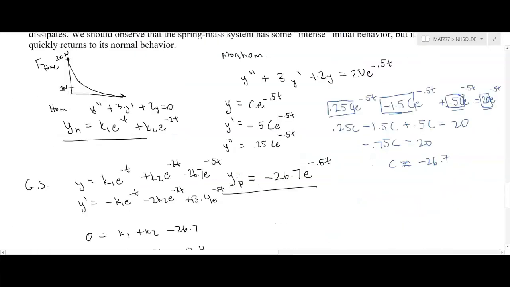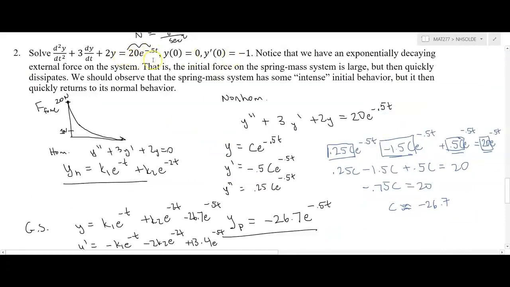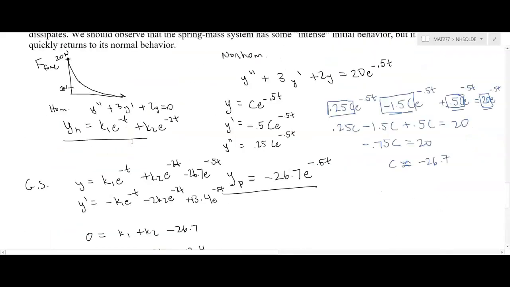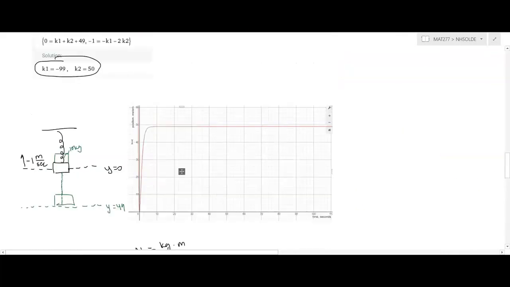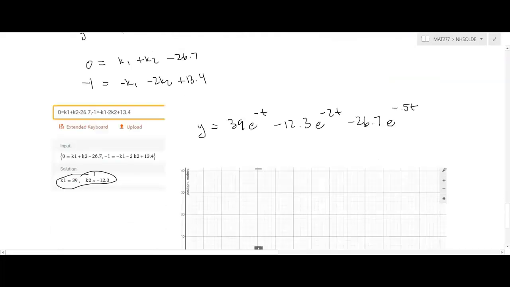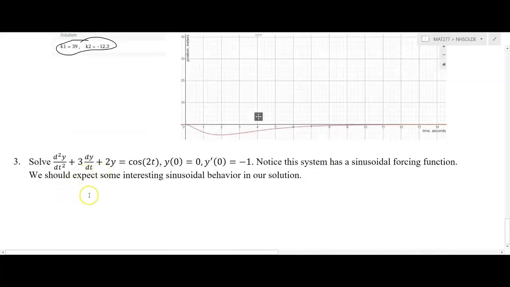But our force down here, 20 e to the negative 0.5 t, that initial force is only 20 newtons, and it quickly dies off. So I think that even though there is something that is sitting on top of that mass, if you will, another mass on top of the mass, it sort of starts to diminish. Maybe it starts to evaporate slowly. But just to give you a little bit of a visual, I'm saying that.